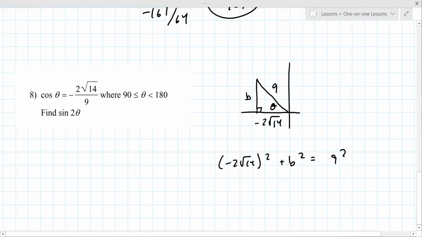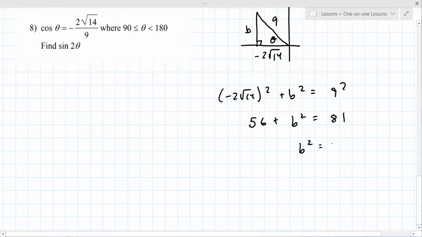So when you square that, that becomes 4 times 14. I'm sorry, 4 times 14 is 56. 56 plus b squared equals 81. Subtract both sides, so b squared equals 25. So b equals 5. So that's 5. That works out nicely. Okay.